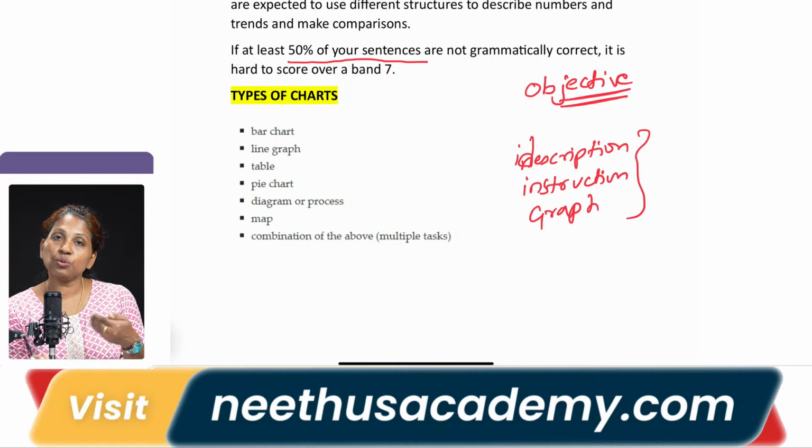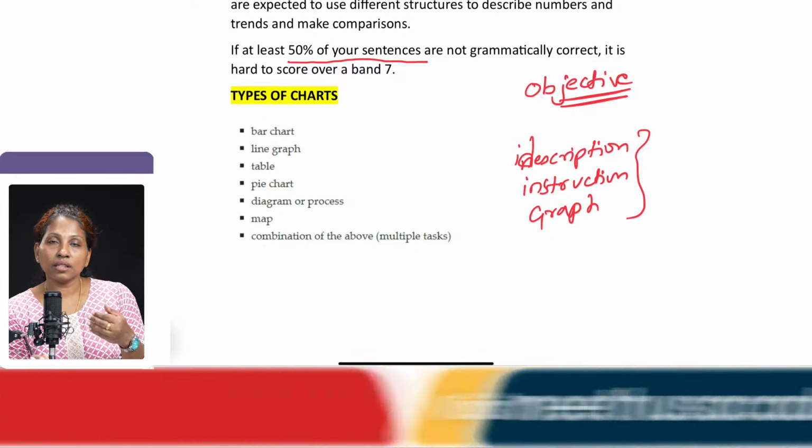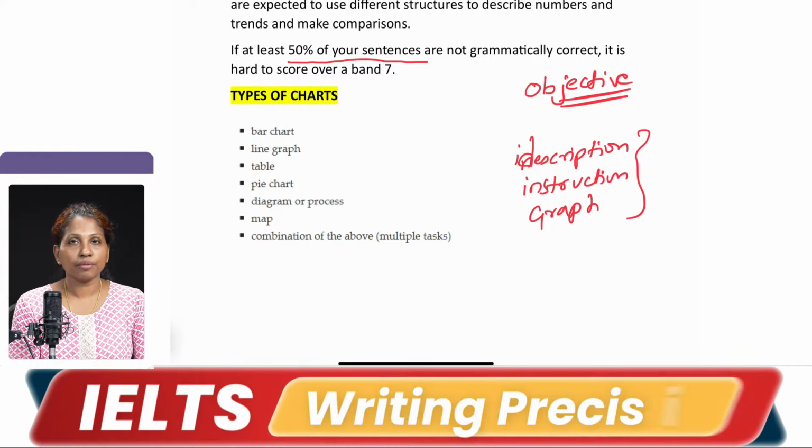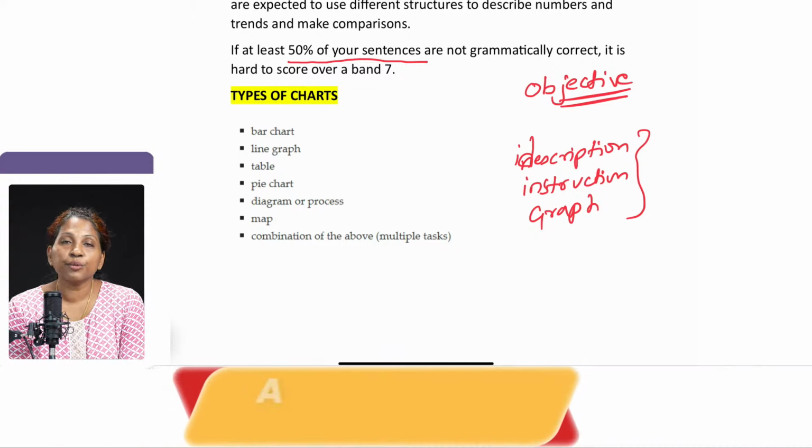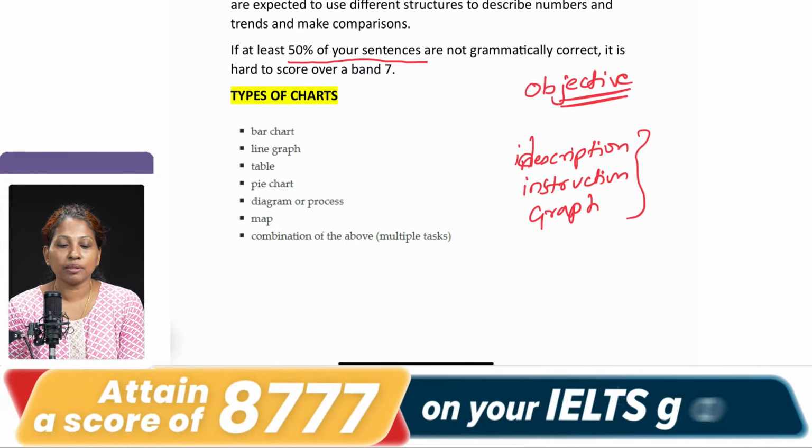Second is instruction, what you have to do, right? Third is the graph, the diagram. Okay, this is a 3-part question. The type of charts. The diagrams which come to you are mainly of how many types?